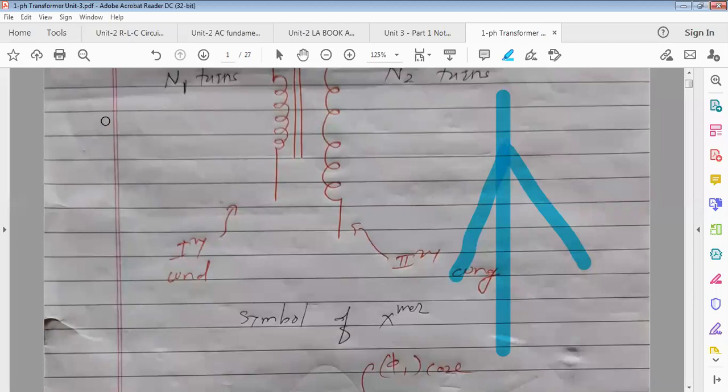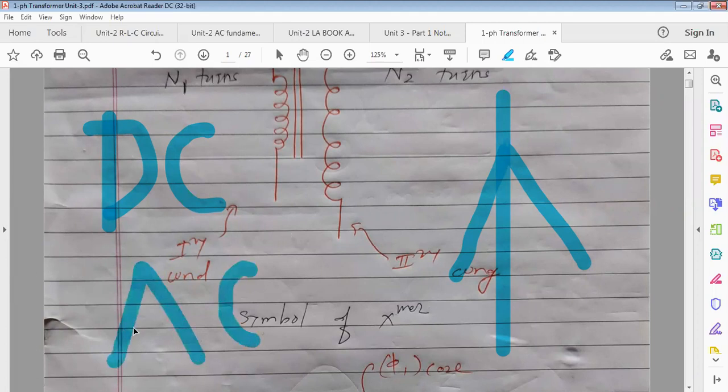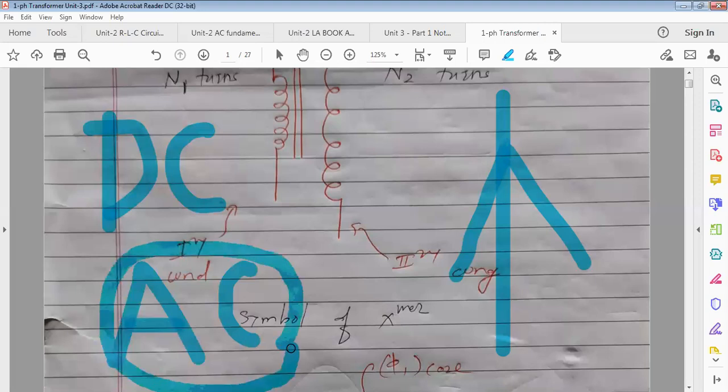If you are passing DC current, which has constant magnitude and constant direction, then whatever magnetic field is produced will be stationary, isn't it? If you are passing AC current through this conductor, its magnitude and direction continuously change. So whenever you pass AC current through a conductor, around it, it produces a changing magnetic field, isn't it?